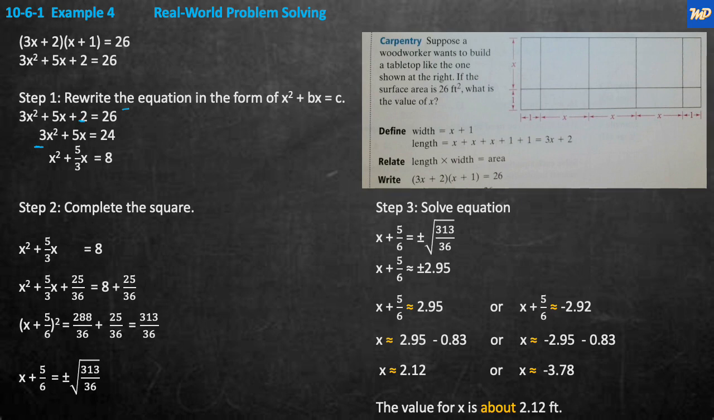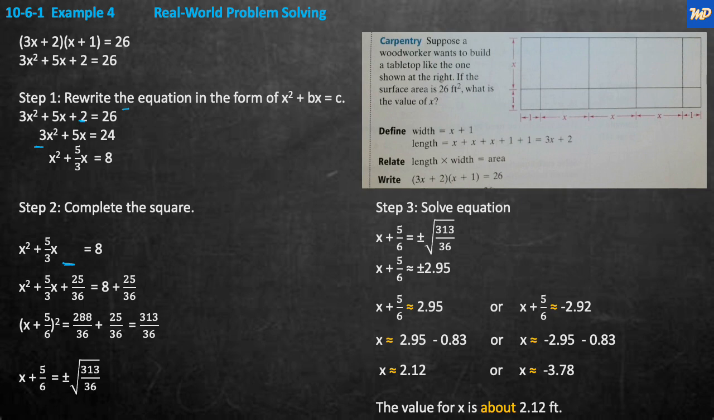So we have to fill that space with something. What do we fill it with? We fill that space right here with half the b term squared. And half our b term is 5 divided by 2 times 3, because it's half. So it's 5 divided by 6 squared. 5 divided by 6 squared is 25/36, 5 squared over 6 squared. And that is equal to 8 plus 25/36, because we had to add it to both sides.